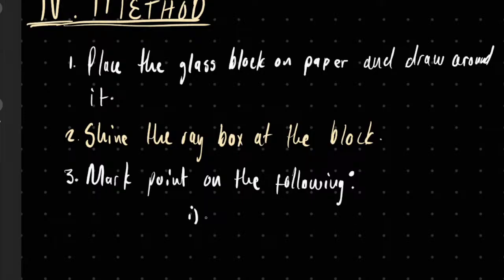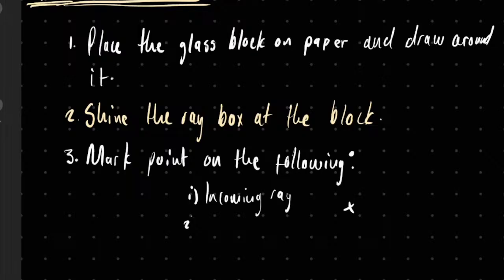1, the incoming ray. You mark close to the ray box. If the ray is coming like this, you go right where it is and just put an X on its position. Then the second thing, number 2, the entry point.